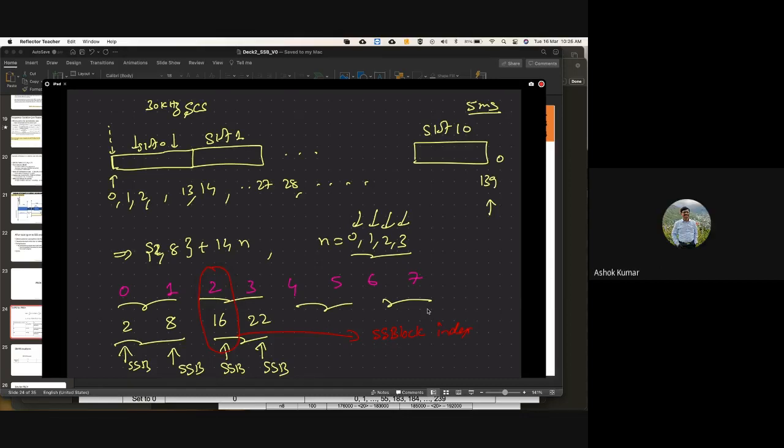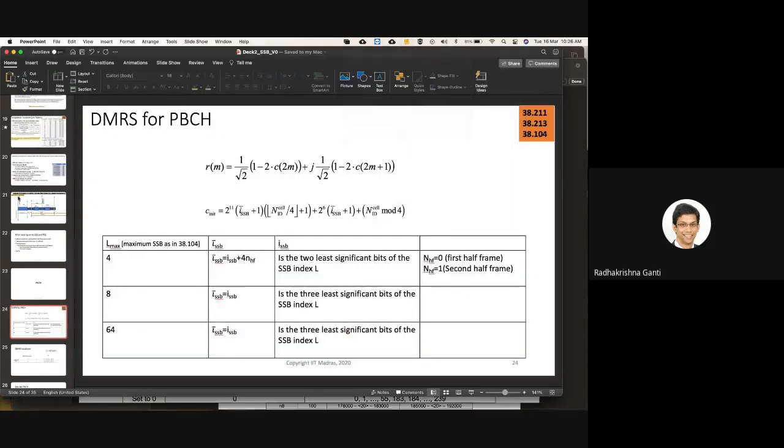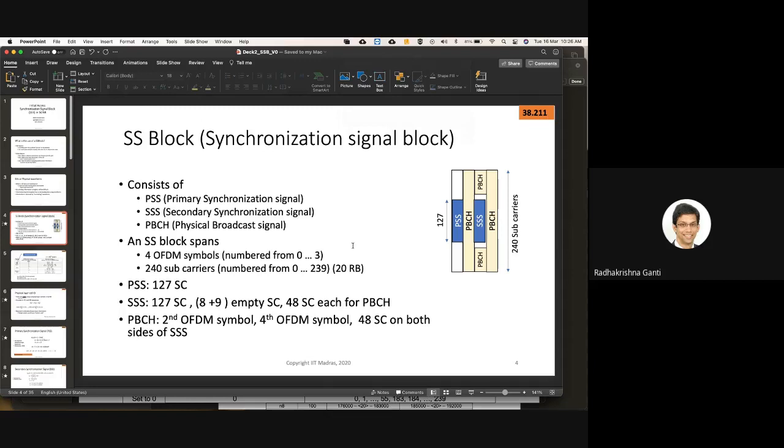Is MIB part of SSB itself? Yes, MIB is the information that is stored in the PBCH of the SS block. So the SS block is PSS, SSS, MIB plus a little bit more information. I will show you that.